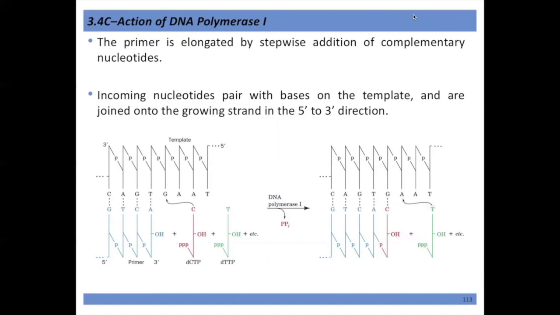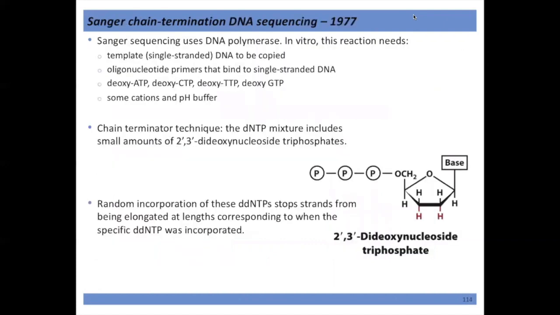The process is a little bit more complicated than what we're seeing here, and that will be discussed later. One thing to notice is you do give off this pyrophosphate right there. That is useful in a type of sequencing.